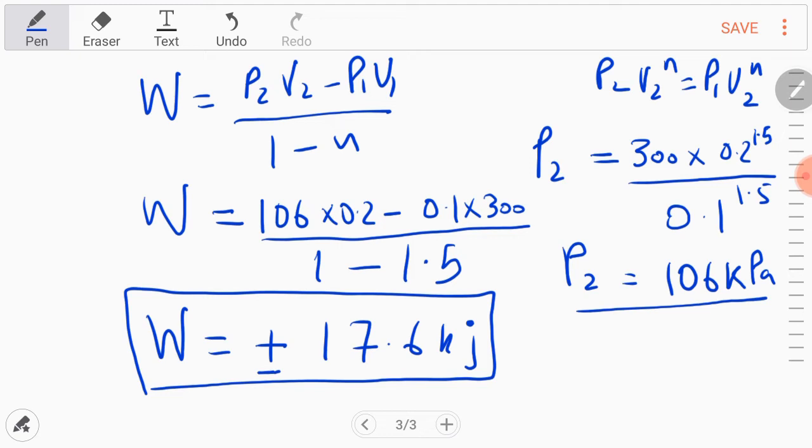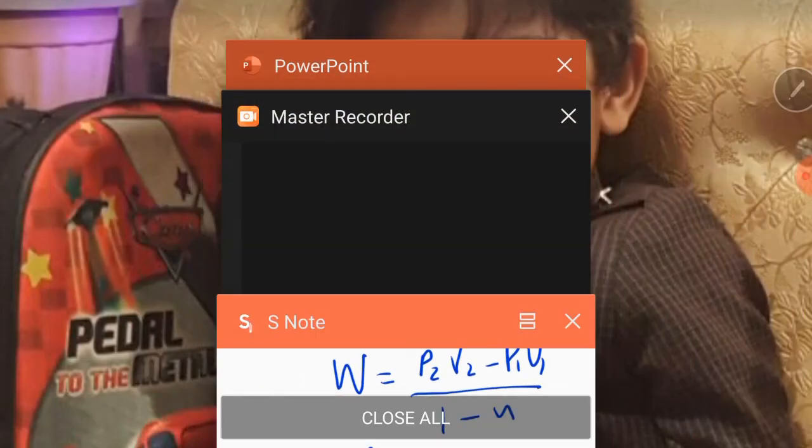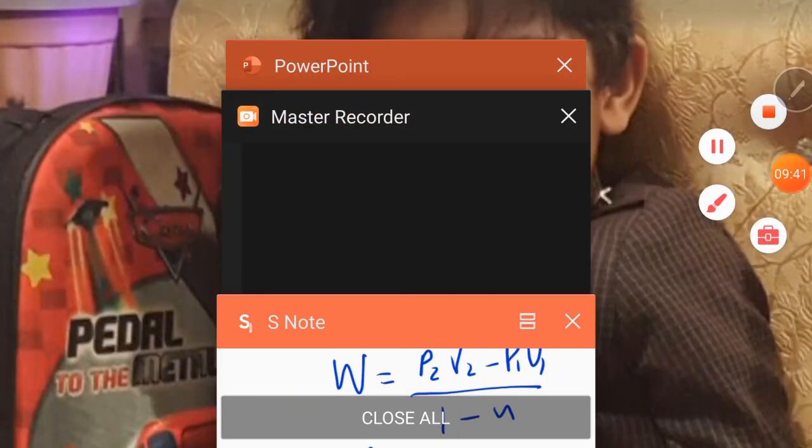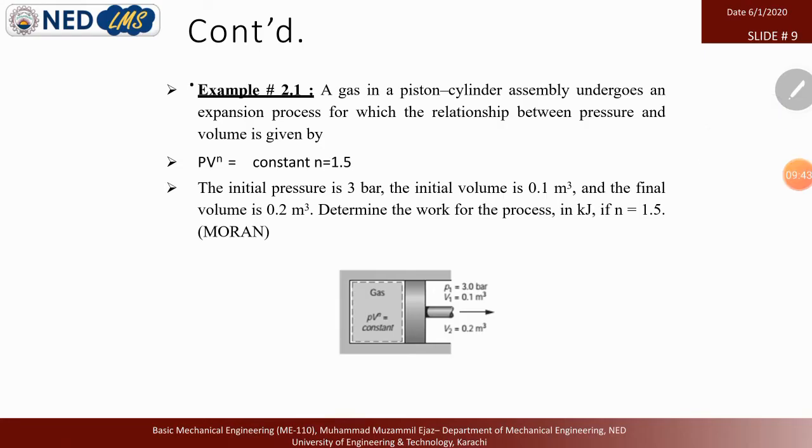Now we solve this numerical. Determine the work for the process. In conclusion, the work is 17.6 kilojoules.